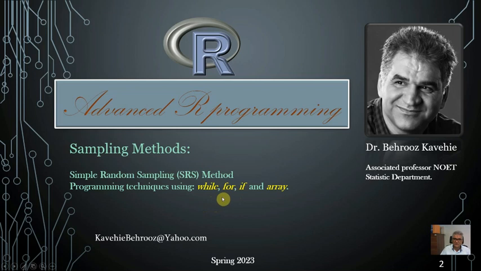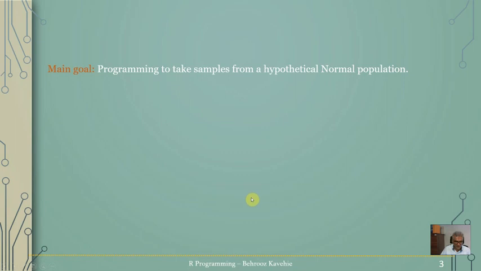The sampling method I have chosen for today's video is simple random sampling or SRS. The main goal of this video is to teach you how to develop an R program with the aim to extract samples from a hypothetical normal distribution. The sub-goals are to teach you how to develop a program using the following commands: for, while, if, and also arrays. For those of you who might not be familiar with the term array, it is a number of variables which either have the same name, are of the same type, are stored next to each other, and are distinguished via an index.